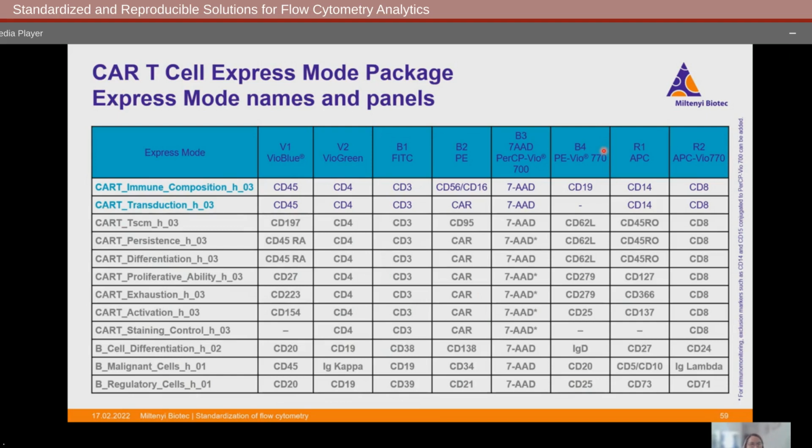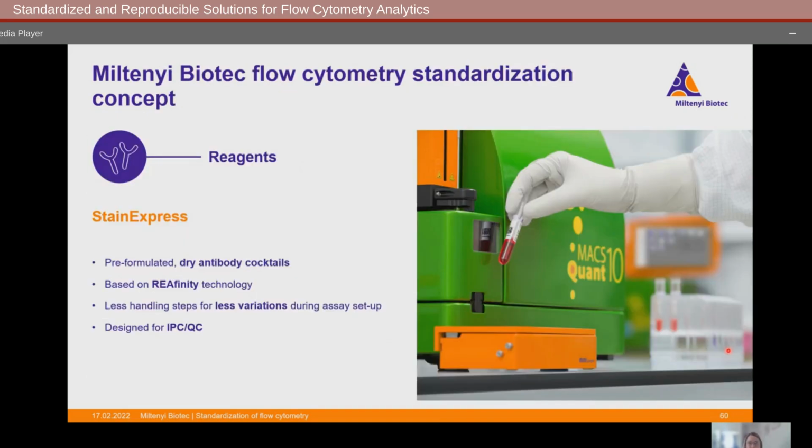So this is just a brief look at just our CAR T express mode package. You can look at things like deep phenotyping, persistence, exhaustion, activation, proliferative ability, as well as some controls, and then analysis of malignant B cells for people who are in that space as well. We have other express modes that come automatically with MaxQuants, and then we also have the ability to do custom express modes for any flow panel that you might be interested in as well.